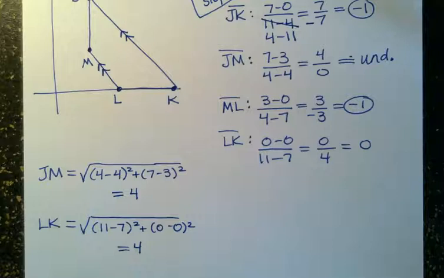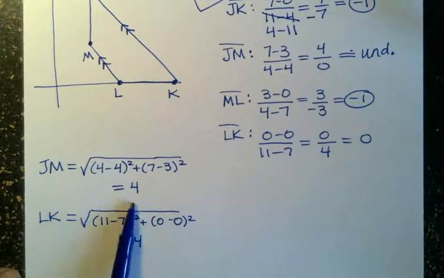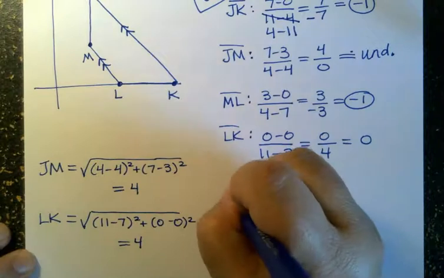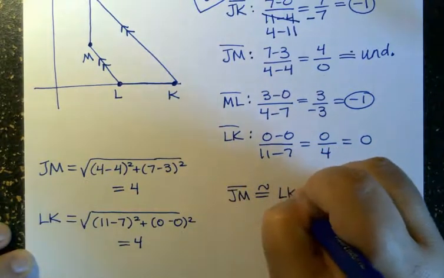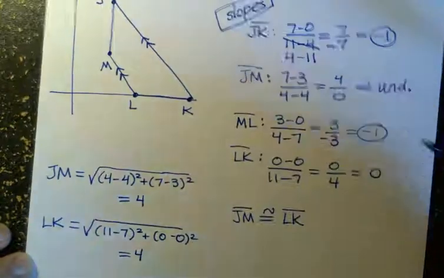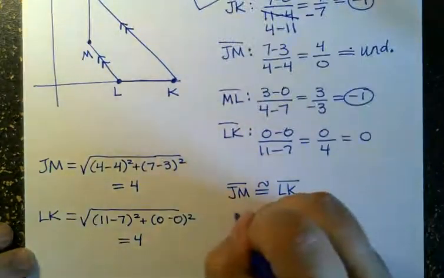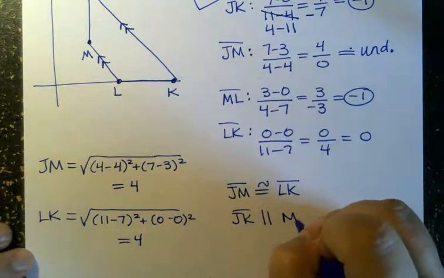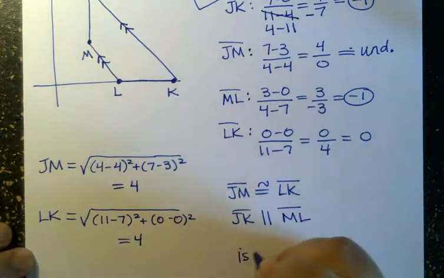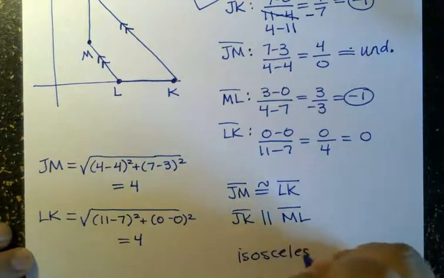Now remember, with horizontal and vertical lines, you could just count. But I went ahead and did the distance formula, and it still tells me that these two sides are congruent. So JM is congruent to LK. That's one thing I know. And then I also need to point out that JK is parallel to ML. And so I have an isosceles trapezoid.